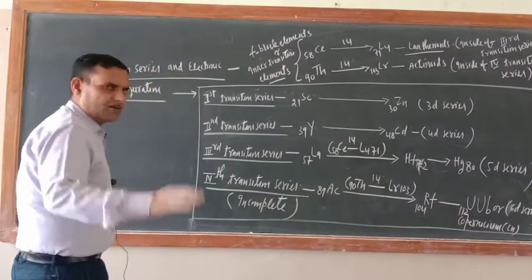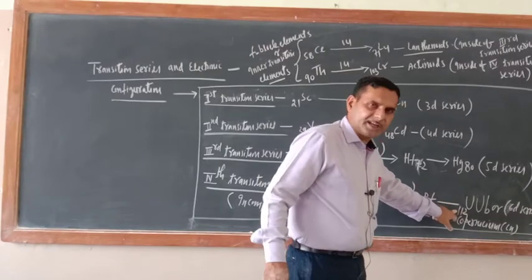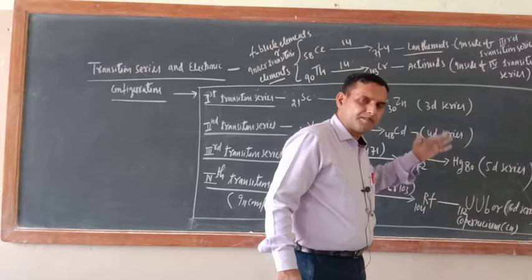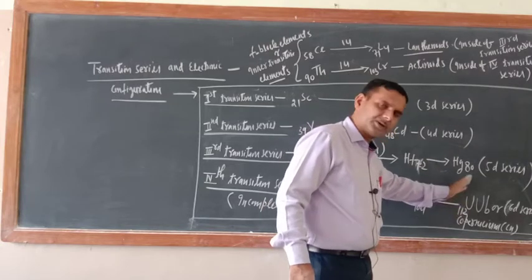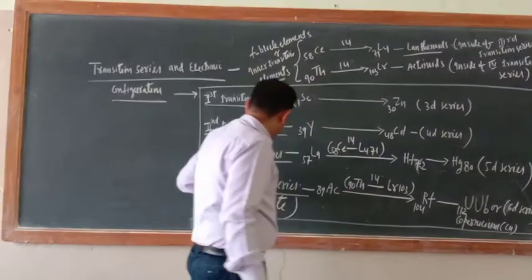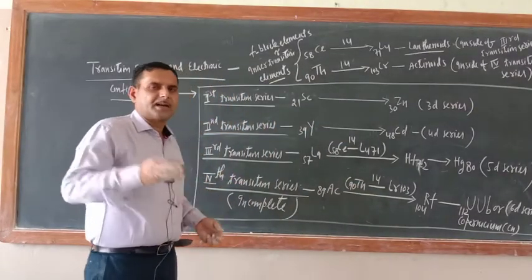Now in some new books, the table has gone up to 118. So elements are still being discovered and placed in here. Beyond 112 also, elements are there. They will come under the fourth transition series only. Just try to understand.